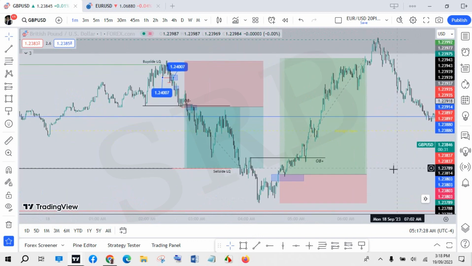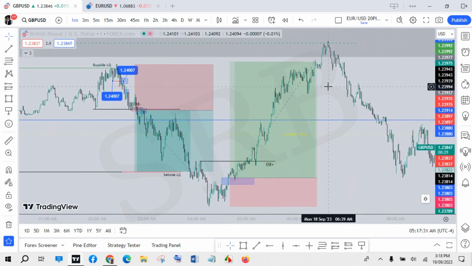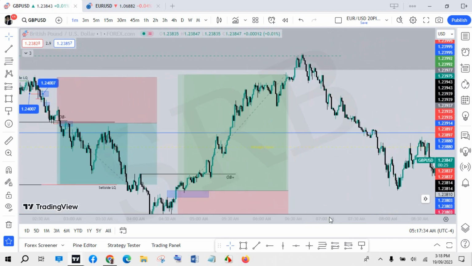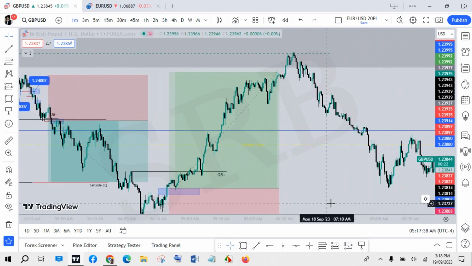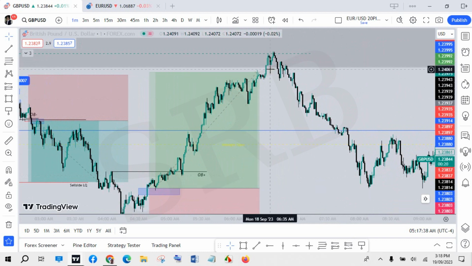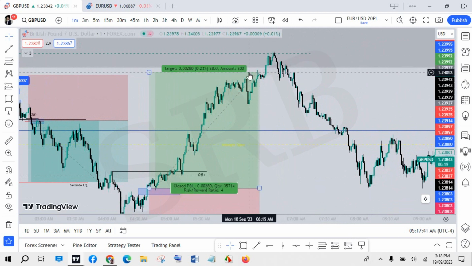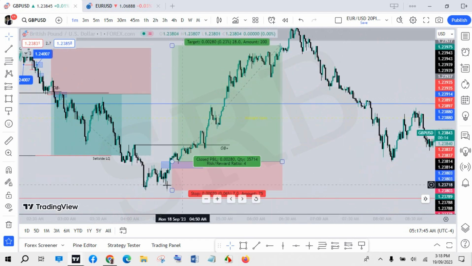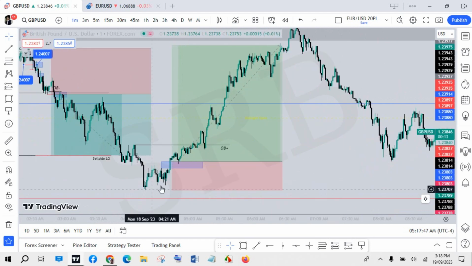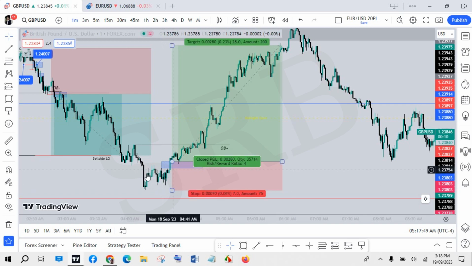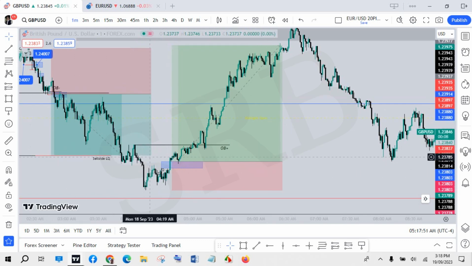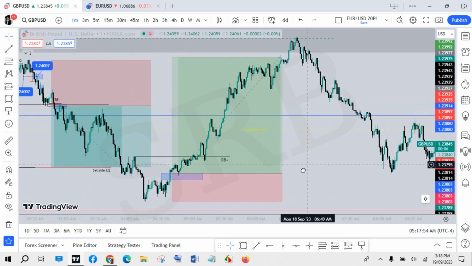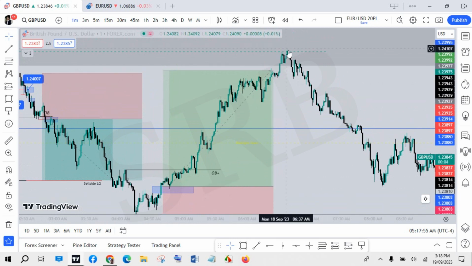I don't want to cover that New York session, but you can guess what I'm going to say. Above this high, we have buy side liquidity. Market structure shifts after the London move down into the sell side. Market structure shift, price rallies higher, goes above.